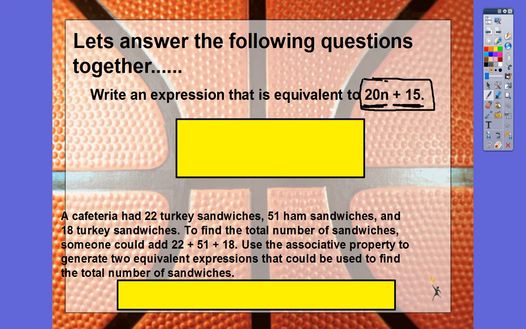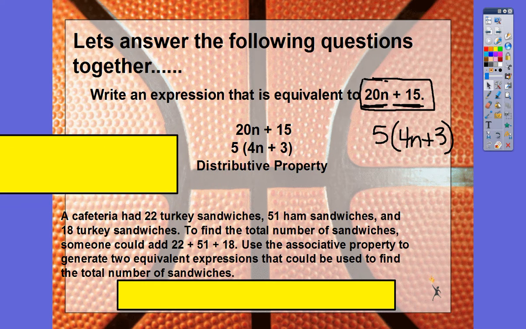So then we say, okay, well, if I pull a 5 out and I have a 5 sitting here, what is 20 divided by 5? Well, 20 divided by 5 is 4, and the n just goes along for the ride. And 15 divided by 5 is 3. So now we have our distributive property, and the kids can recognize it and should be able to go back and forth. You should be able to give them either half of that problem, and they have to be able to go forwards and backwards.